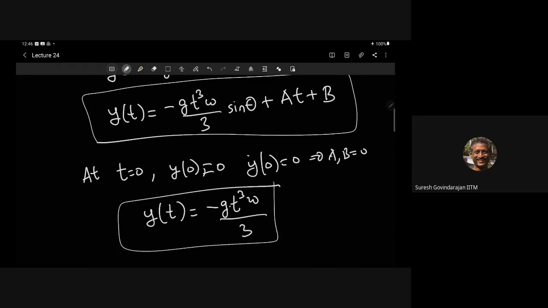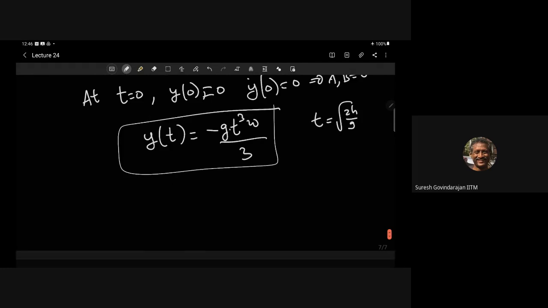Okay, and then we can plug things in. But what is the time it takes to fall? Again, square root of 2h by g. So what you will get is that the deflection is minus omega g by 3 into square root of 8h cubed by g cubed, times sine theta.